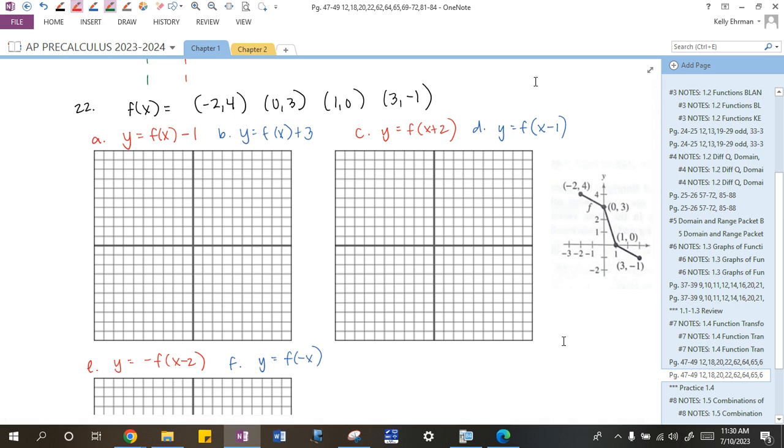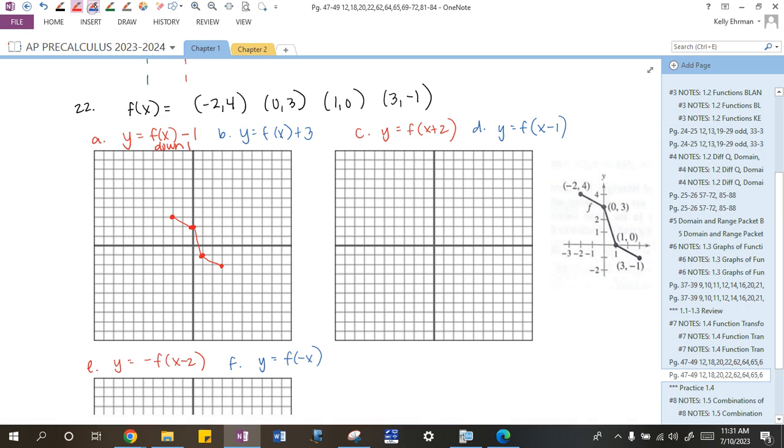So starting with A, this should be a shift down 1. So I'm just going to take each of these original points and shift them all down 1. So negative 2, 3. Down 1, right? Yeah, so 0, 2. 1, negative 1. 3, negative 2. Now, my grid is not in the exact same scale as the original one, but we are holding the same shape, right?